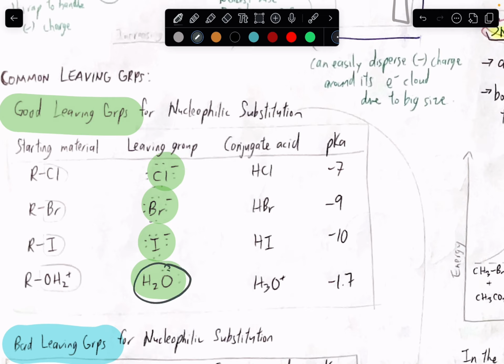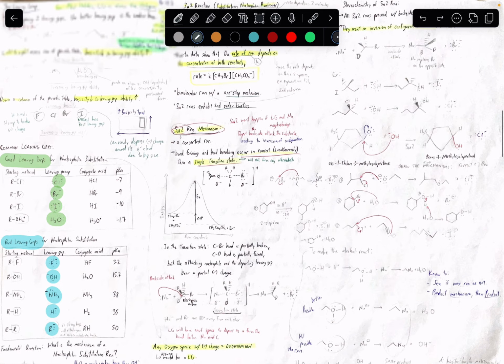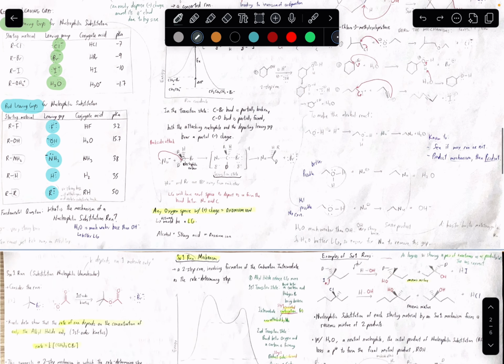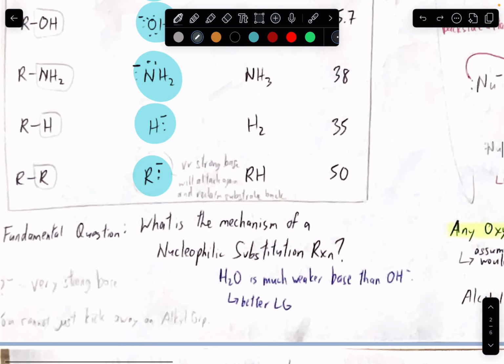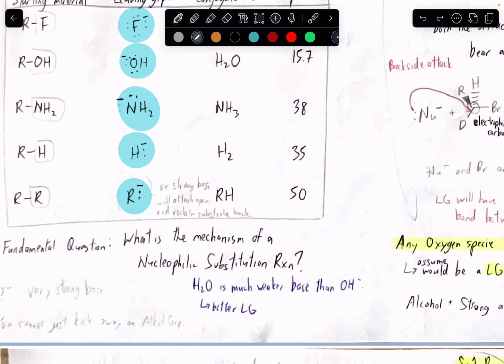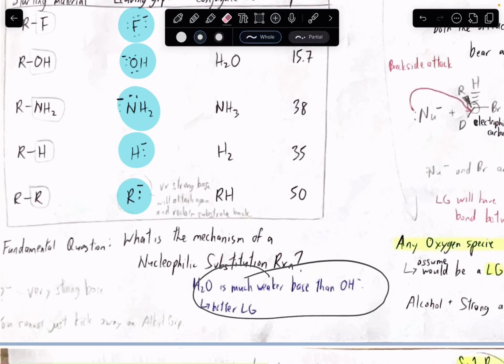At one example, we had water, right? And water is polar, but it's not a strong base. It's a weak base, so that's what makes it a good leaving group. Okay, so let's now go to the mechanisms of the nucleophilic substitution reactions involving nucleophiles. So, this is just a derivative of what I just said earlier.